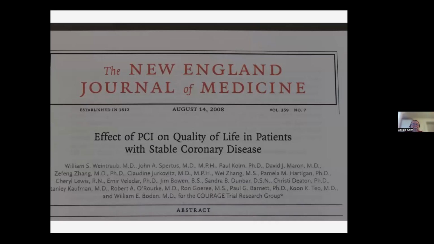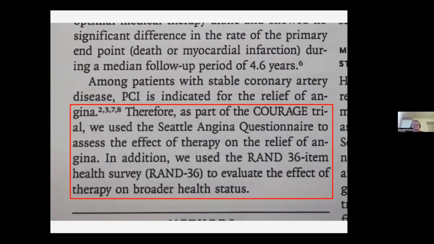So I have just an example here of a study we did some years ago where we looked at the effect of percutaneous coronary intervention on quality of life in patients with stable coronary disease. Part of this was to look at two instruments, the Seattle Angina Questionnaire and the RAND36, which are quality of life surveys. And we wanted to look at the effect of whether or not they underwent PCI on their quality of life or their health status.